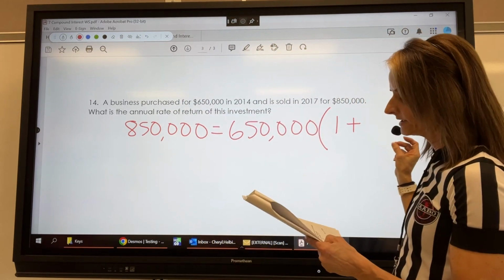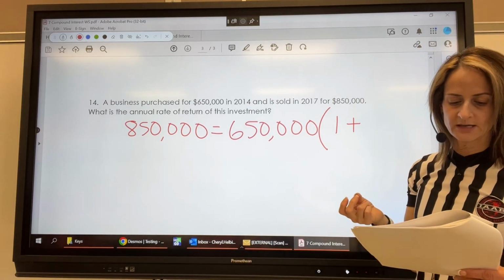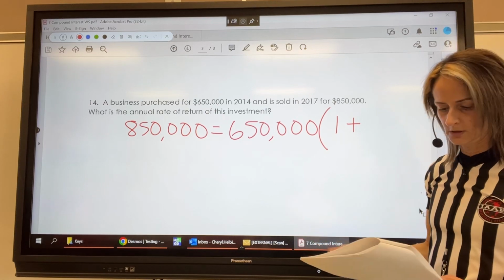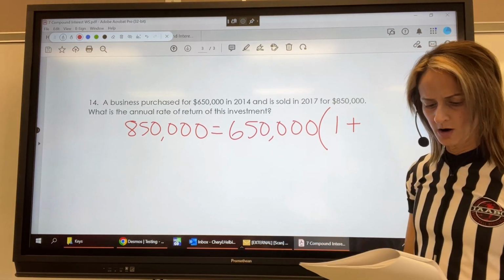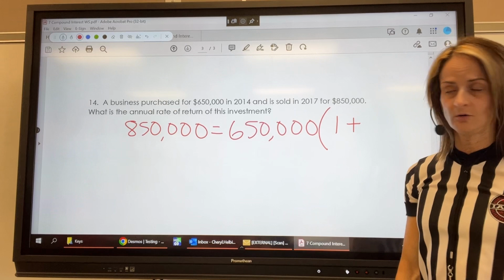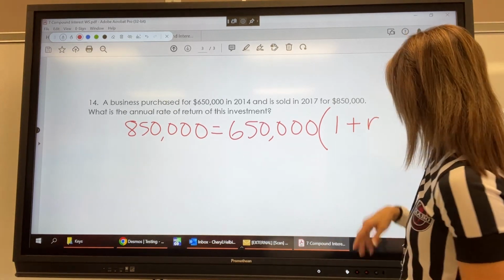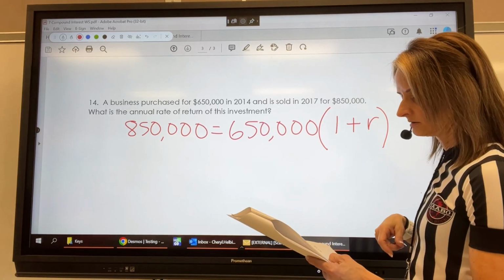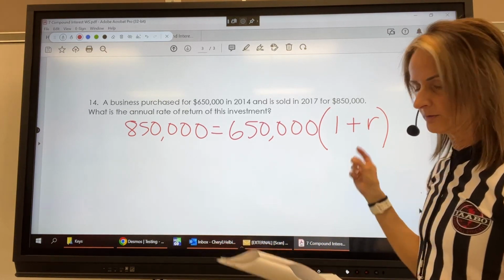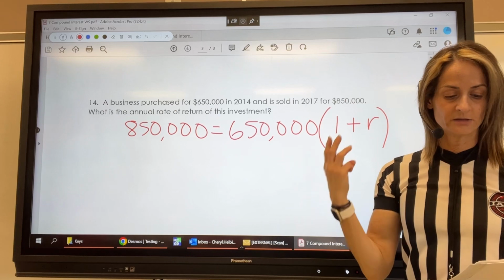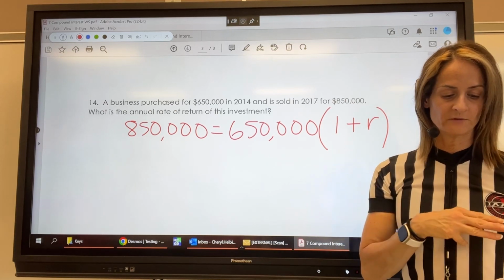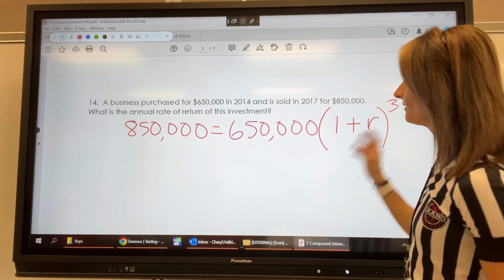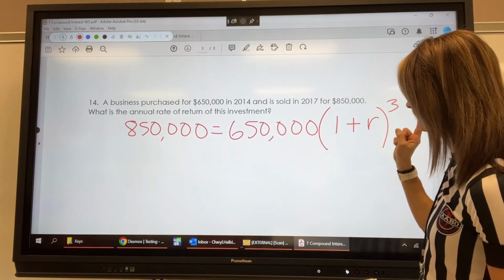One plus, and this is going to be R over N. N is, it just says what's the annual rate, so N is 1. So I'm just going to write R. In this case, do we know R? It's asking the annual rate. We don't know R. So R, because that's just over 1, to the NT. So N is 1 and T is 3, because between 2014 and 2017, that's 3 years. So there we go. All we've done now is plug our values in.